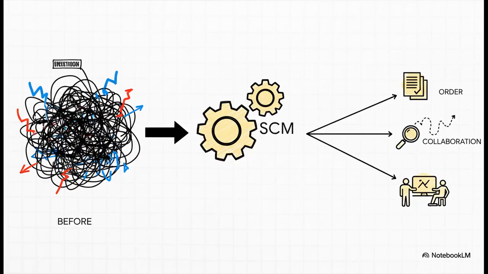So, to wrap it all up, software configuration management is what takes that potentially chaotic, error-prone mess of development and transforms it into a process that is orderly, traceable, and truly collaborative. It's the invisible framework that lets teams of people build incredible things together.